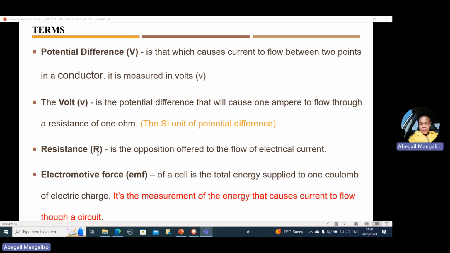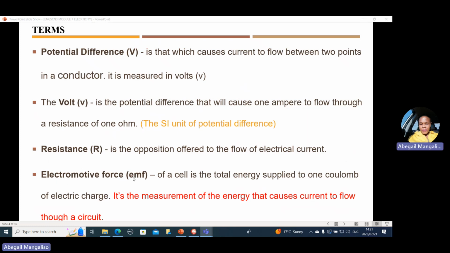Another concept, the resistance. The symbol that is used to calculate resistance is capital letter R. It is the opposition offered to the flow of electric current. And the SI unit of a resistance is ohm. It is measured in ohms.